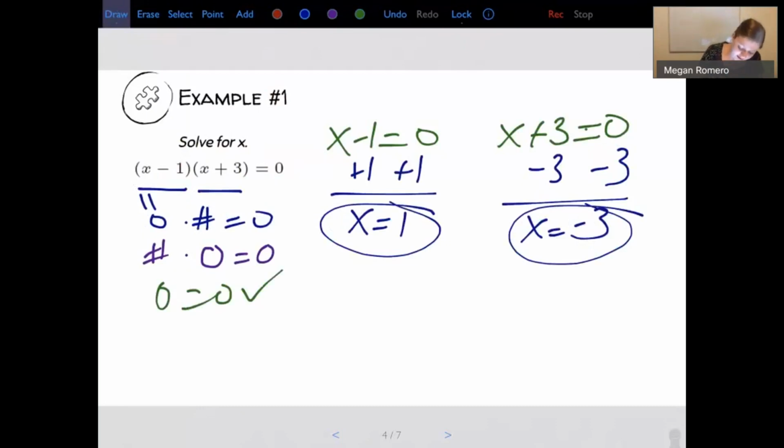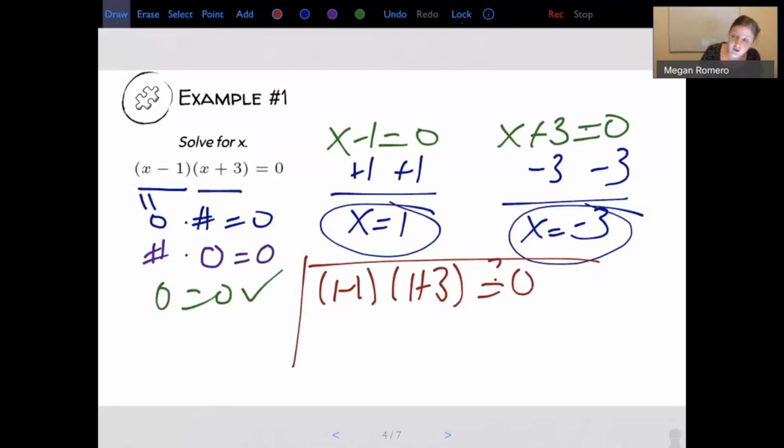If we wanted to check it, we plug it into the original, and we'd have 1 minus 1, 1 plus 3. We want to know, is that equal to 0? 1 minus 1 is 0. Notice that's the term we were wanting to be equal to 0. Times 4 equals 0, 0 equals 0. And you could do the same with negative 3.